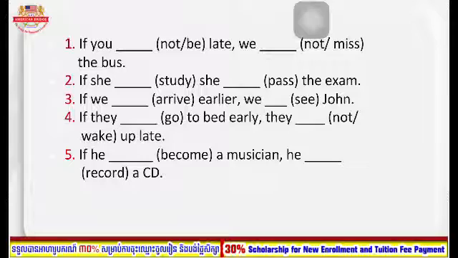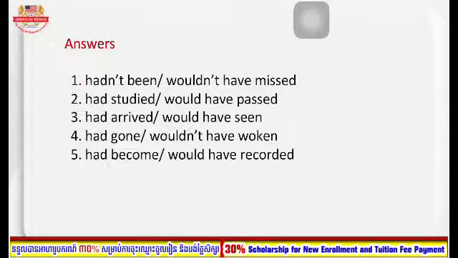Okay, very good students. Teacher believes that you have finished your answers already. So number 1, let's see the answer all together. Number 1: hadn't been, from be, this is the past participle of be, and wouldn't have missed. Number 2: had studied, would have passed. Number 3: had written, would have seen. Number 4: had gone, wouldn't have woken. Number 5: had become, would have recorded. So these are the answers.